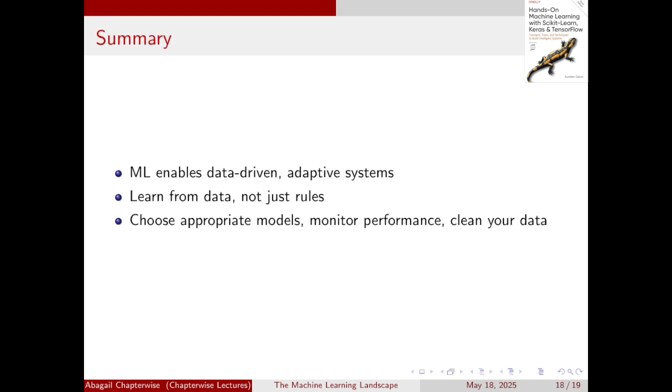To wrap things up, machine learning enables us to build data-driven, adaptive systems. It learns from data rather than explicit rules, making it ideal for complex, dynamic problems. But building a good ML system takes more than just choosing an algorithm. You need to carefully prepare your data, select the right features, evaluate your models thoroughly, and stay aware of challenges like overfitting and data bias.